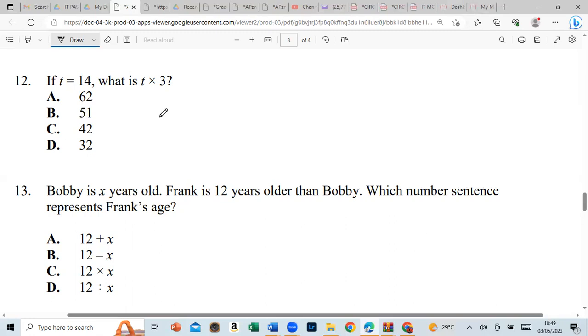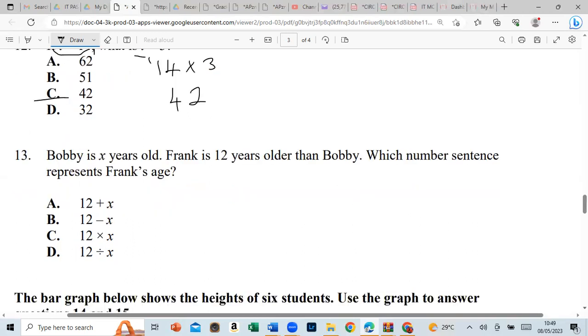Alright. So what we're gonna do, we're gonna replace t because they told us t is 14. So the value of t is 14. T is just representing the number 14. So I always do multiply 3 times 14: 3 times 4 is 12, write 2 carry 1, 3 ones is 3, plus 1 is 4. So it will be 42.